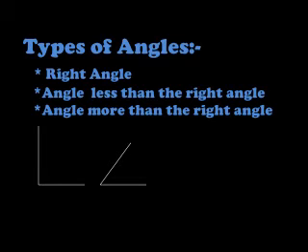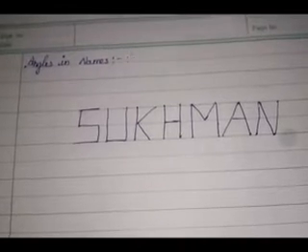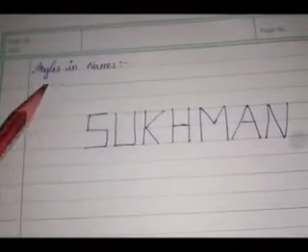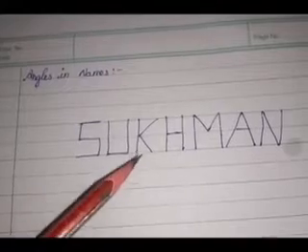What is the angle more than the right angle? The angle that is greater than the right L shape is the angle more than the right angle. Do you remember? Now we will see the topic angles in names through one example name, Sukman.